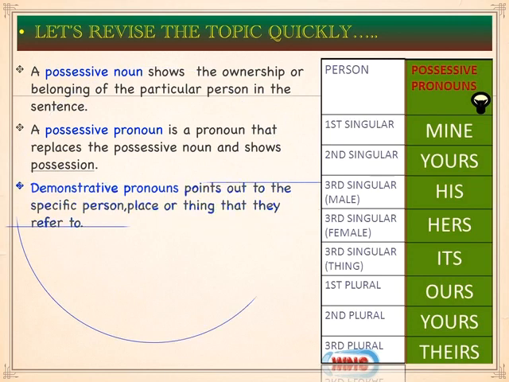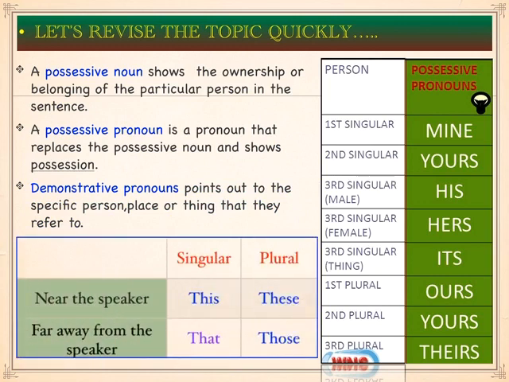We also learnt demonstrative pronouns. Demonstrative pronouns point out the specific person, place, or thing that they refer to. It means that these pronouns point out people or things. We use the demonstrative pronoun this for singular number and these for plural number when the specific person or thing is near the speaker. And we use the demonstrative pronoun that for singular and those for plural when the specific person or thing is far away from the speaker.